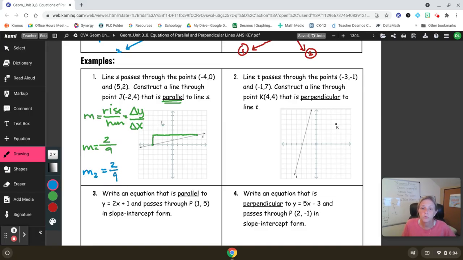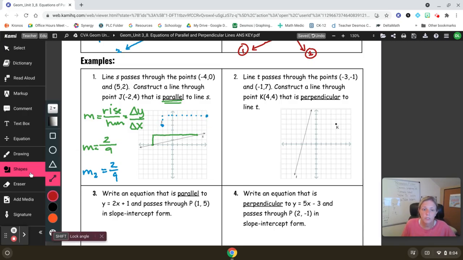All you have to do is go to the point they give you and count out your slope from there. So we're going to go up 2, and then we're going to go to the right 9. 1, 2, 3, 4, 5, 6, 7, 8, 9. This is my second point. So I have point J, and I have my second point.